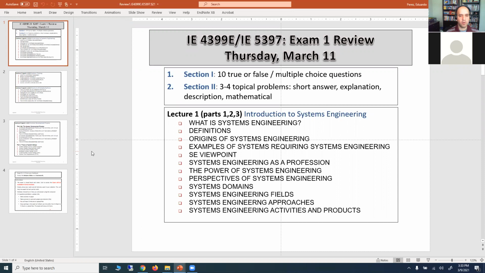Again, it could be drawing one of the diagrams that I have discussed during this first part of the semester, or it could be for you to explain, describe some of the concepts that we have mentioned and addressed during this first part of the semester. So a total of 80 points will come from section 2. In total, you will have 100 points, and that will be your exam. Any questions about the format?